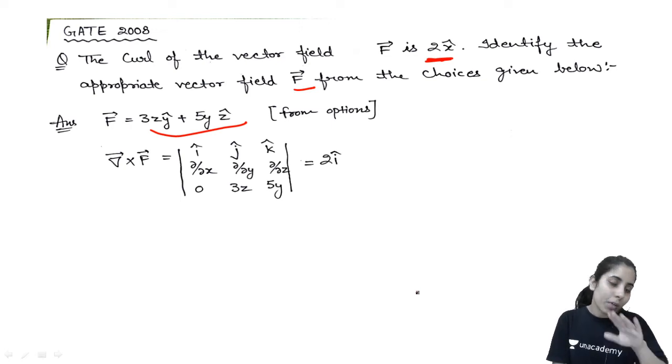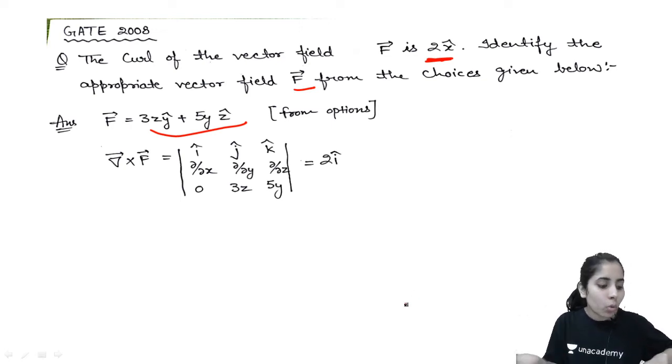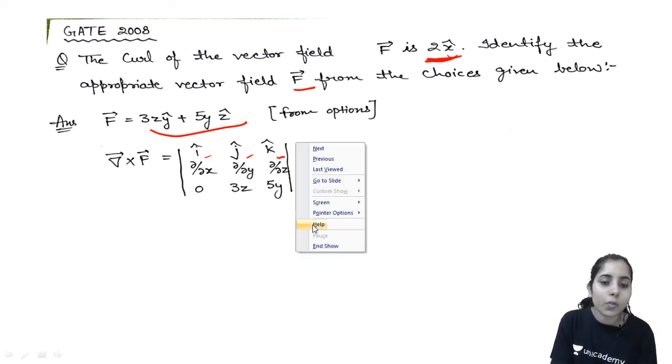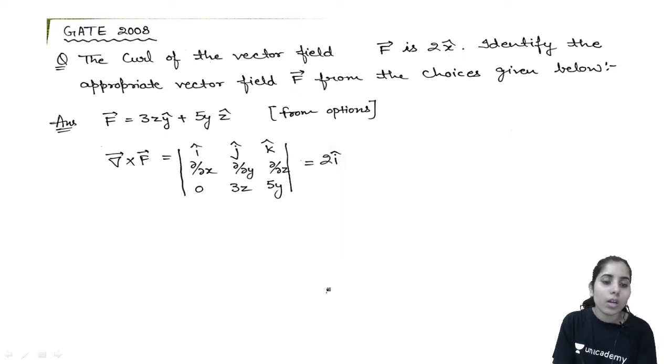I have written one option here. Similarly, we had three more options, but get the approach. Is the approach clear to you? One by one you have to check all the options. You can see it is giving you 2 i cap, because instead of taking x, y, z unit vectors, I have taken i, j, k cap. So 2 i cap is similar to 2x cap. It just depends on what kind of unit vectors we have considered. The approach should be clear, and you should have a clear idea about the steps you need to take.